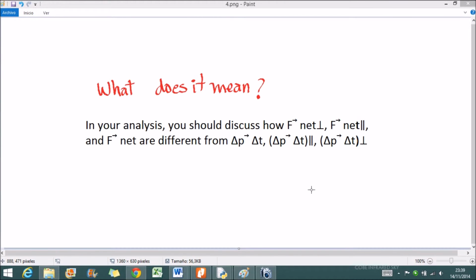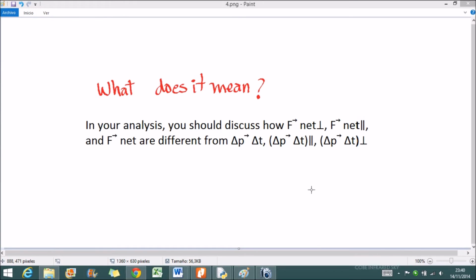What does it mean? The component of the net force that is perpendicular to the momentum, Fnet perpendicular, turns the momentum in a new direction. To make an object turn to the left, apply a force to the left. The perpendicular component of the net force points toward the center of the curvature circle.